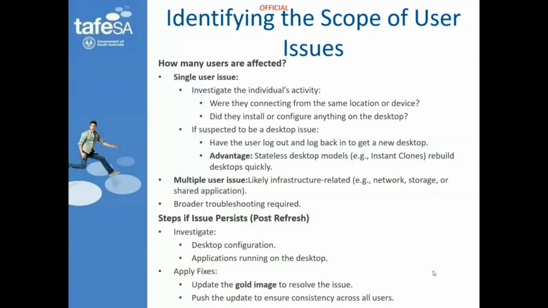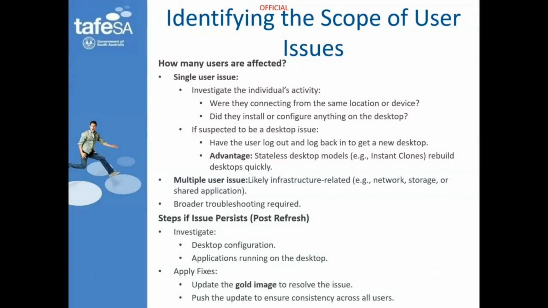If it's affecting multiple users, it's likely infrastructure related. Is it the network? Is it the storage? Or is it some shared application? If it's affecting everyone, you have to look at things which affect everything, not an individual computer or desktop. And maybe some broader troubleshooting is required. Next steps if issues persist: if this is after a refresh, if you got them to log out and log back in to a new instant clone and the problem is still there, investigate the desktop configuration itself, and investigate the applications running on that desktop. Are they going to cause any problems?